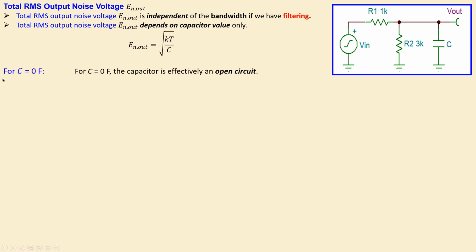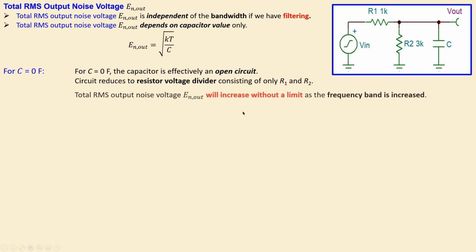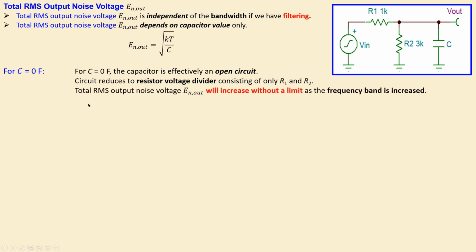Okay, now again, for capacitor value of 0, that means we have a capacitor which is effectively open. That circuit again reduces to a voltage divider rule. You can see already here again that we have the R2 over R1 plus R2, and then we have the situation we already discussed. So the total RMS output noise voltage will increase without a limit as the frequency band is increased. Why? Because there's no filtering, so there's no filter action due to the reactive component, in this case the capacitor. So when the frequency band is increasing, you will have an increasing noise RMS value at the output.